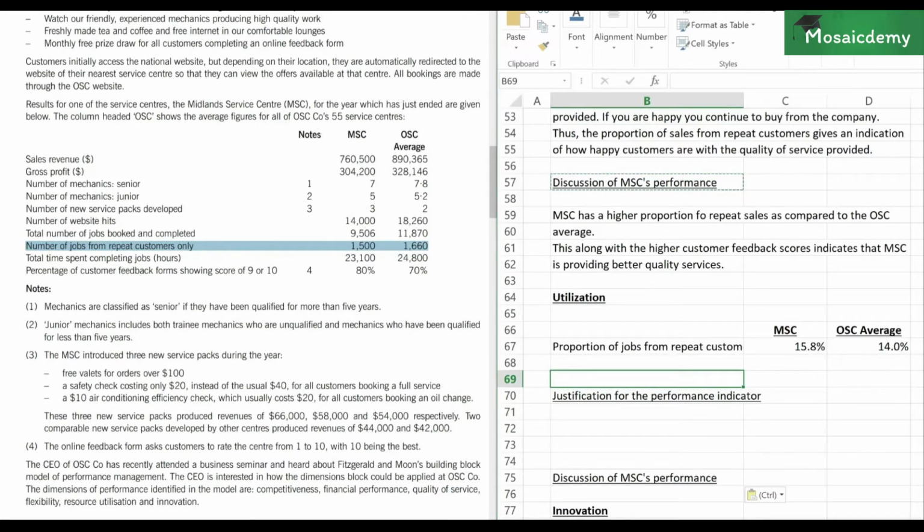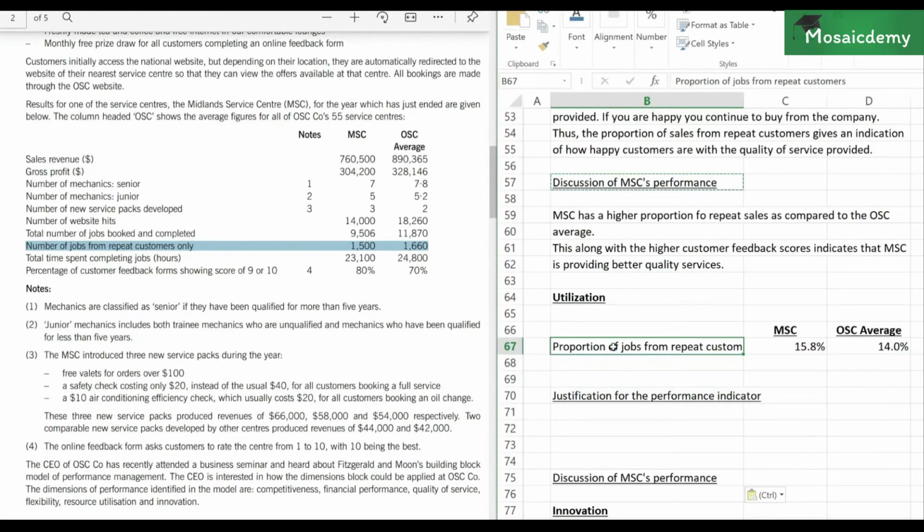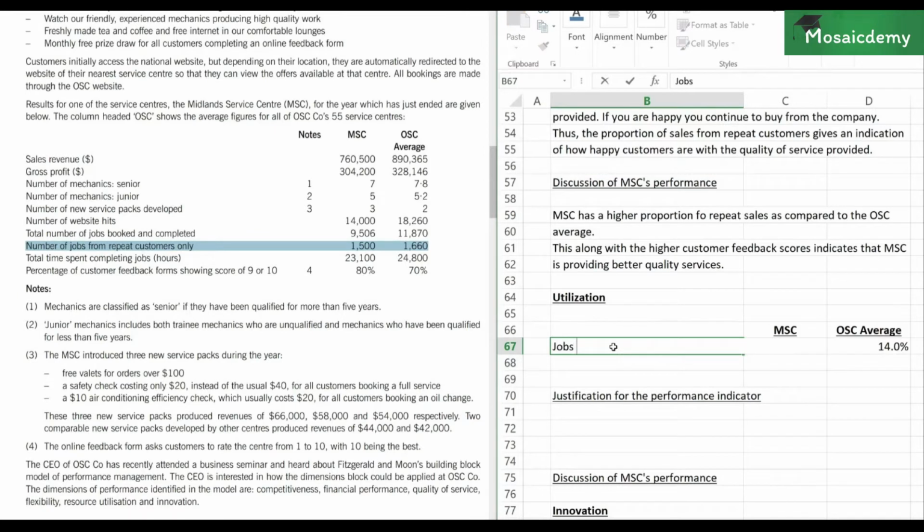I would say let's go by number of jobs, because spending more time doesn't mean you're actually doing productive work, but the number of jobs completed shows the actual productive work being done. So I would say that's a better indicator, but technically you wouldn't be too wrong if you use total time per mechanic. So let's use jobs per mechanic, right? So for MSC, the total jobs were 9,506.